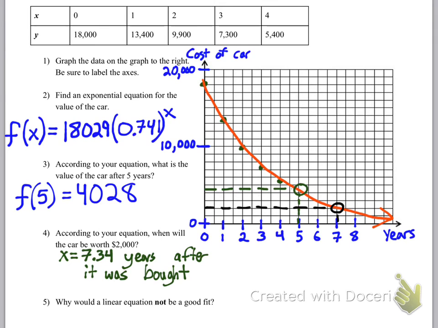Now, this last question, why would a linear equation not be a good fit? If we made a line out of this data, or tried to make a line out of this data, it would look something like that, and that line, you notice, eventually becomes negative. So the linear equation would not be good, because what that would mean is that the car you have has negative value. And it doesn't really matter how old your car is, even if it's just a piece of scrap metal that won't run, you can find someone who will pay you something for the car. So there's no reason for it to have negative value.